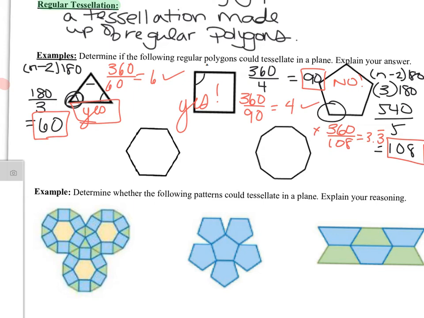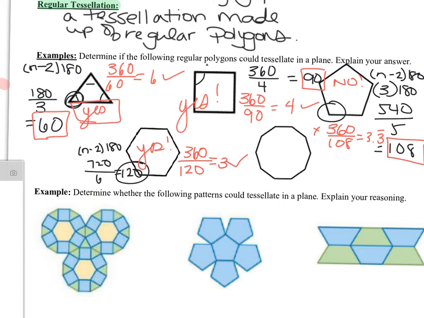If I look at this one, I have 1, 2, 3, 4, 5, 6 sides, so I would do n minus 2 times 180. So 4 times 180 is 720, divided by 6 is 120. This is my interior angle. So now I need to ask myself, does 120 go into 360? 360 divided by 120 is 3. So yes, it does.